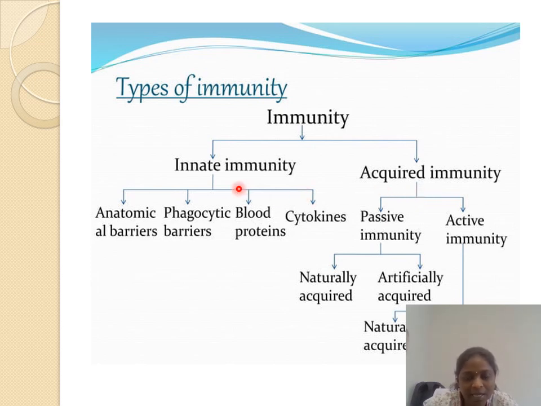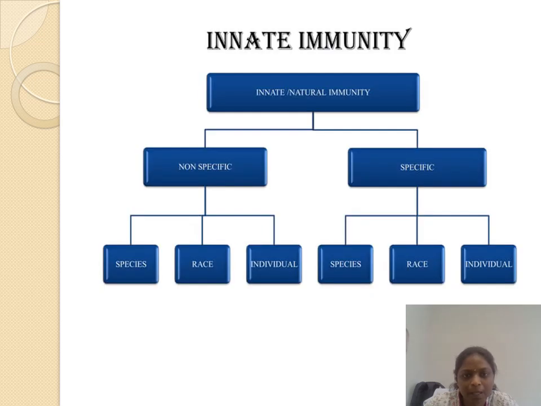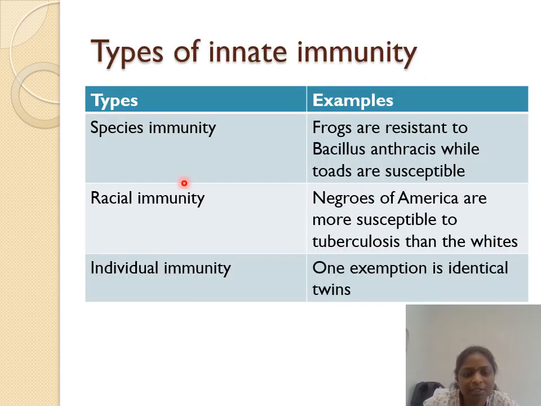Innate immunity has some different barriers. We'll discuss them in the next slide. Acquired immunity is again divided into passive immunity and active immunity. Passive can be naturally acquired or artificially acquired, and active also has the same two, naturally acquired and artificially acquired. So we'll see about innate or natural immunity. It can be non-specific and specific, seen in species, race, and individual. We'll see these three, starting with species immunity.